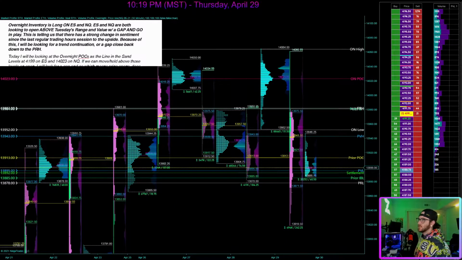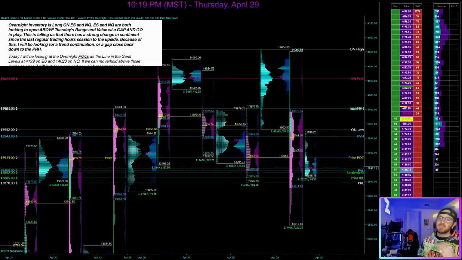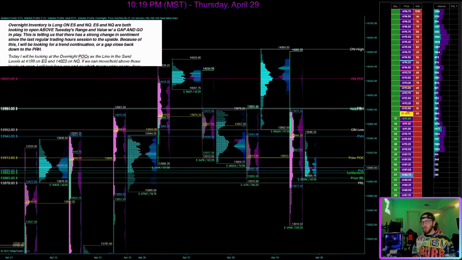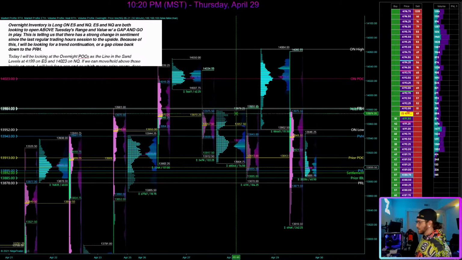So as you can see here, I said that ES and NQ are looking to open above Tuesday's range and value with a gap and go in play. This is telling us that there has been a strong change in sentiment since the last regular trading hour session to the upside. Because of this, I was looking at a trend continuation or a gap and go, or on the downside, I was looking at a gap close back down to the prior range high.